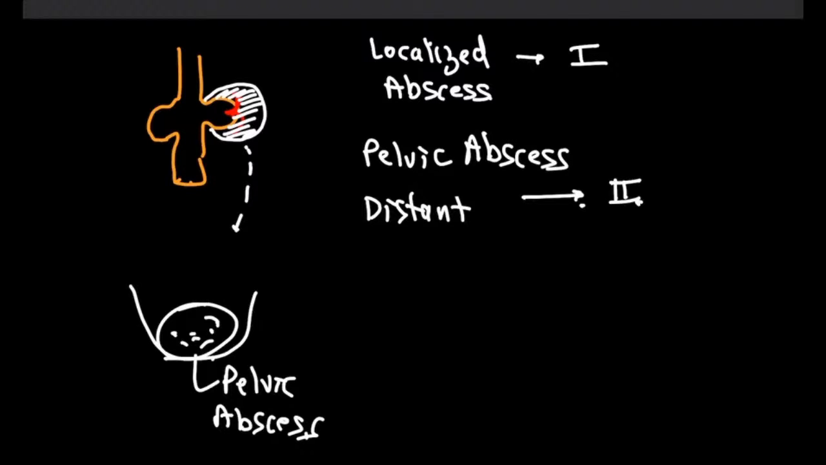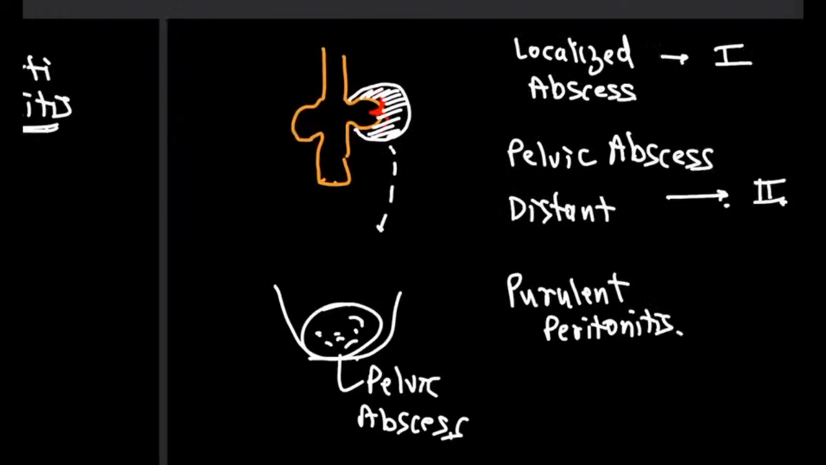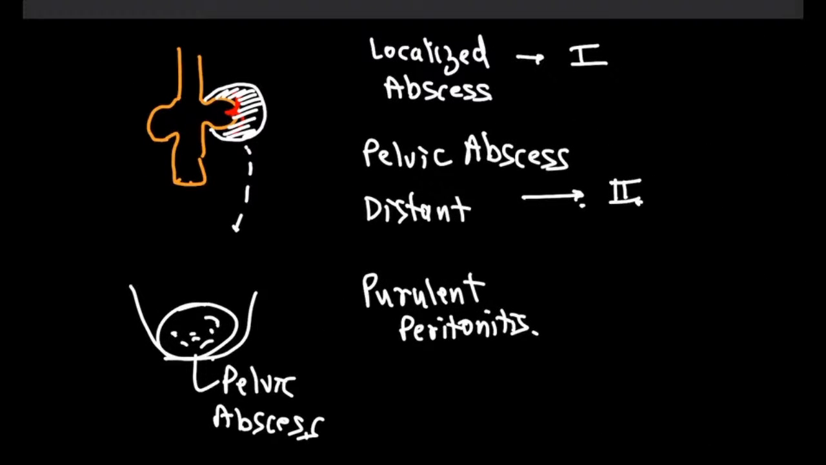Then let's say there is a purulent peritonitis. This is what is referred to as... Sorry, there was a connection error. I'm really sorry for that. So guys, if there is a purulent peritonitis, this is what is referred to as Hinchey type 3.